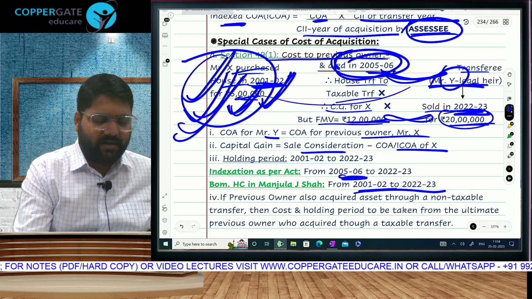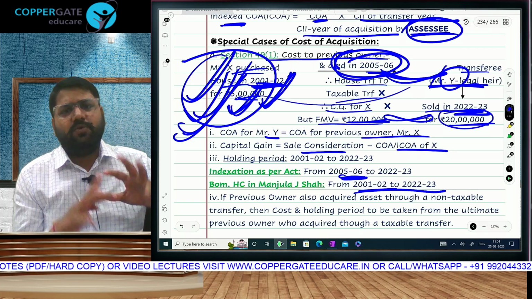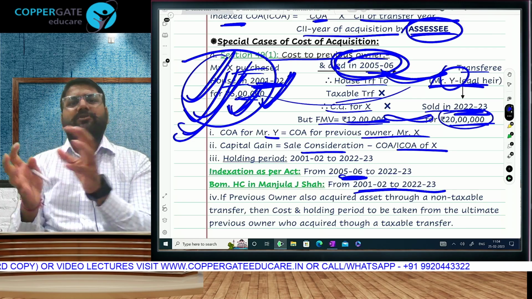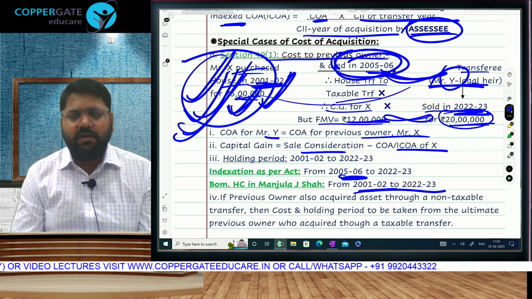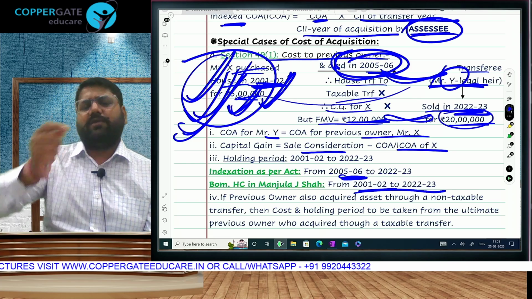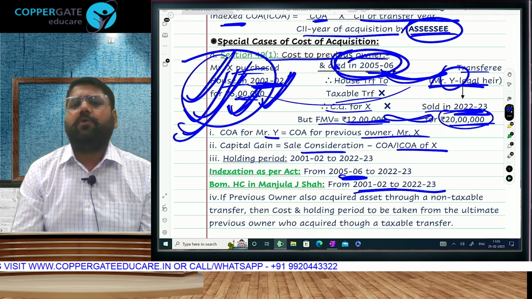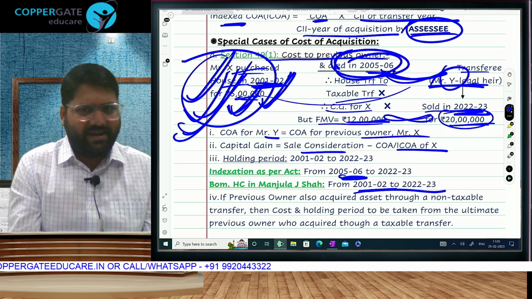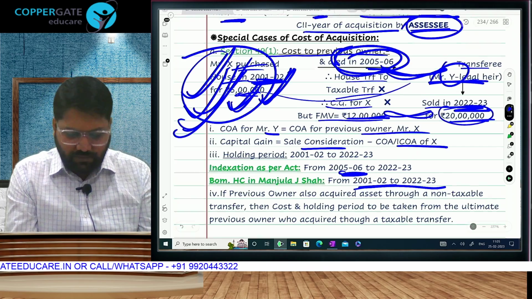So cost, holding period, indexation: everything in the exam you can do. I think the Bombay High Court judgment is more logical, but go by whichever cost inflation index they have given. And if they have given both, you do anything and write a note. Please make sure that you write a note that I am following the Bombay High Court judgment or not following. In fact, this is one of those rare case laws which we teach CA Intermediate students also.